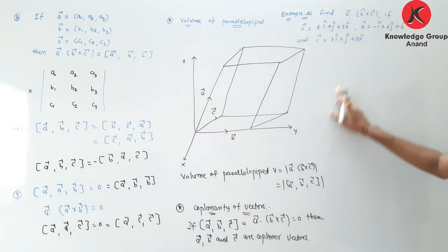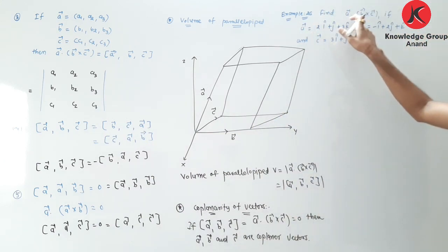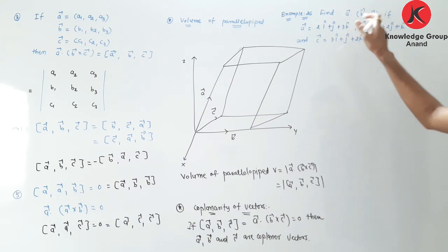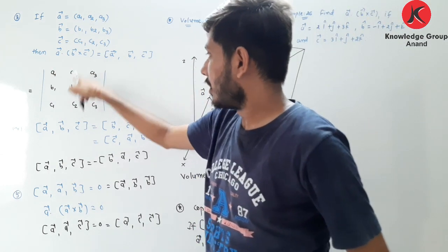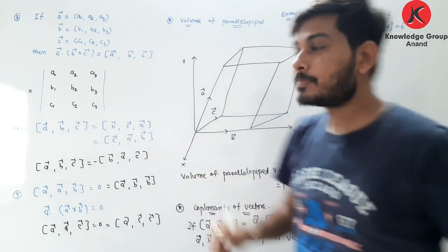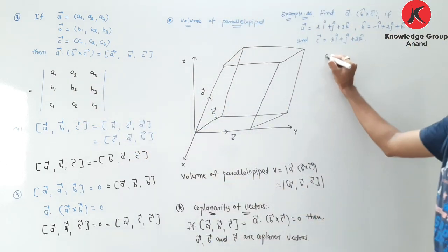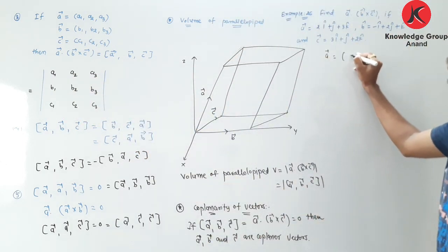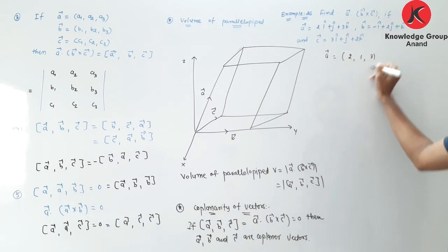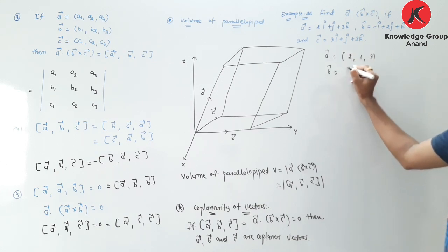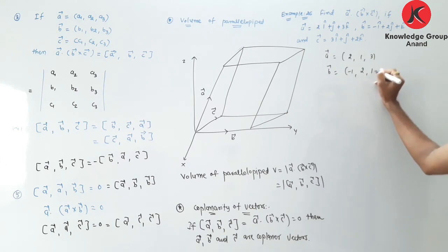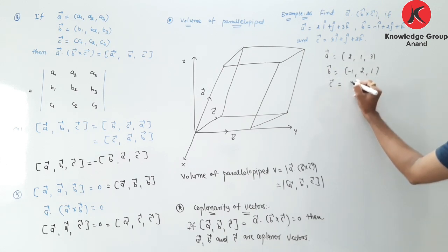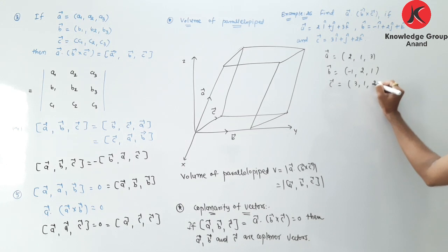Example number 26 is here. Find A bar dot B bar cross C bar. By use of this, here A bar is given. So A bar equals 2, 1, 3. B vector is given -1, 2, 1. And vector C is given here 3, 1, 2.